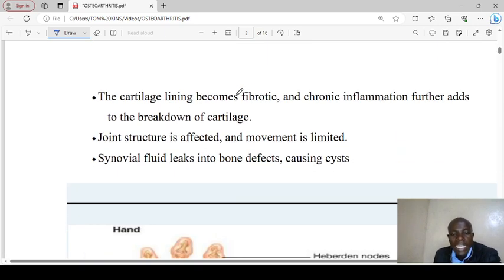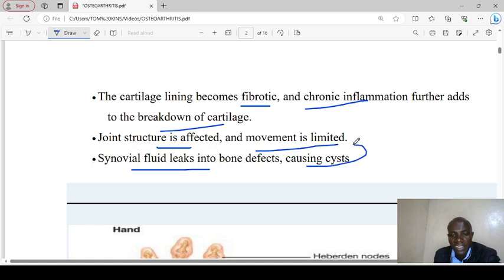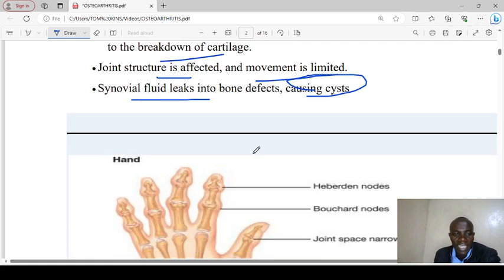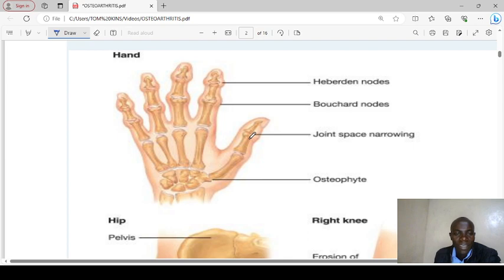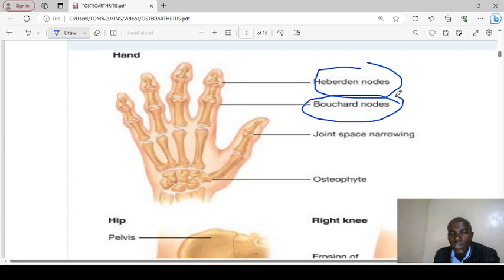So the cartilage lining becomes fibrotic, and chronic inflammation further adds to the breakdown of the cartilage. So the joint structure is affected and movement is limited. Synovial fluid leaks into the bony defects, causing cysts. Okay, correct, guys. So here is what it looks like for the hand. We normally have the Heberden's nodes and the Bouchard's nodes.